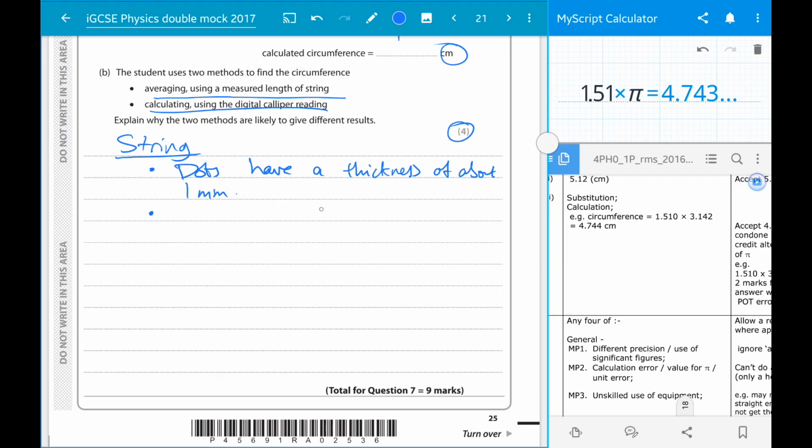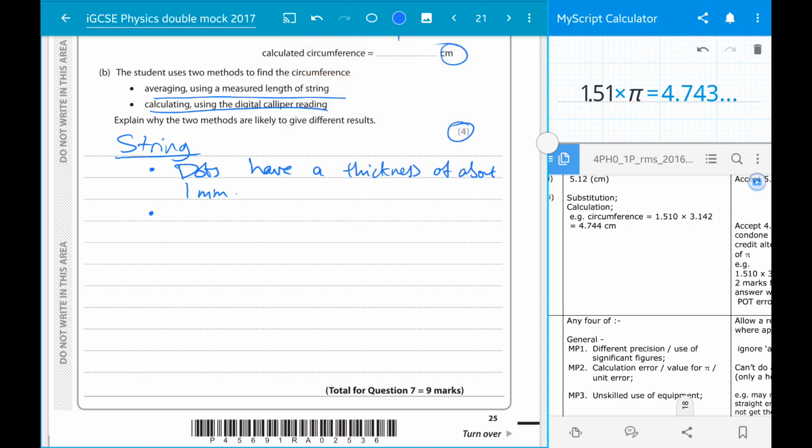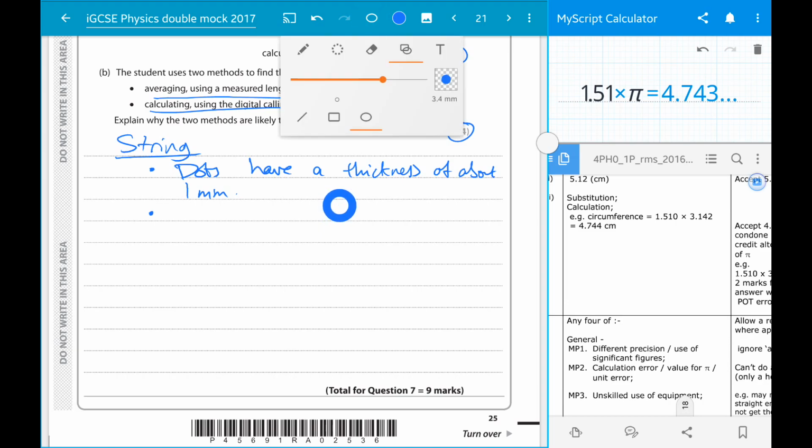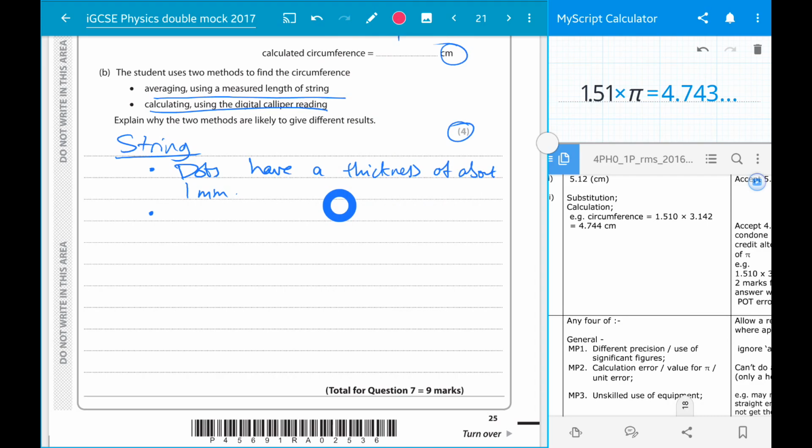The second thing to notice, I'm going to try and draw a circle here. If you have a pipe like that, and you take some string and wrap it around the pipe to work out how wide it is, the string is going to go around the outside. So the string has a thickness, so you're going to get a bigger value.